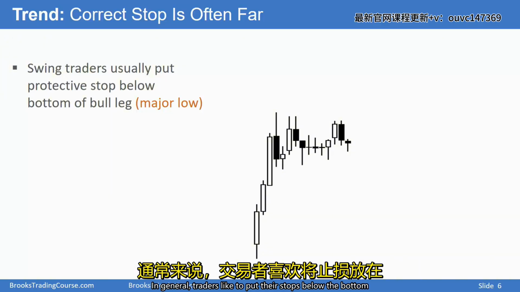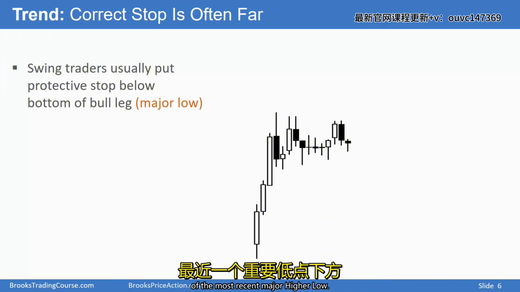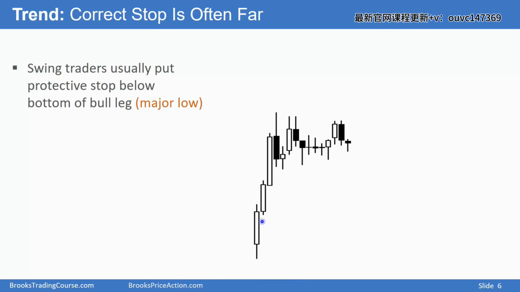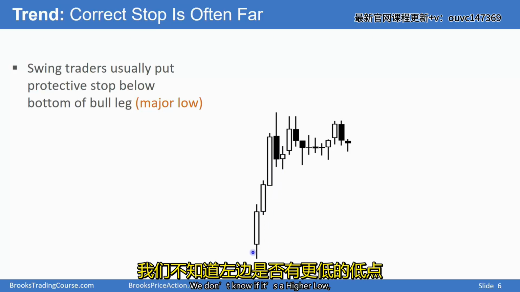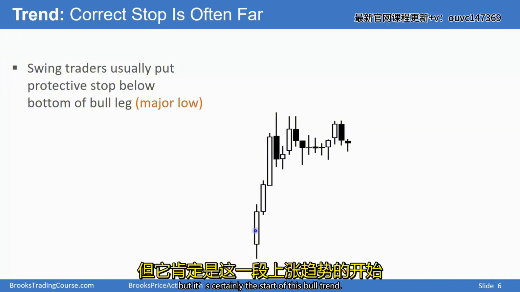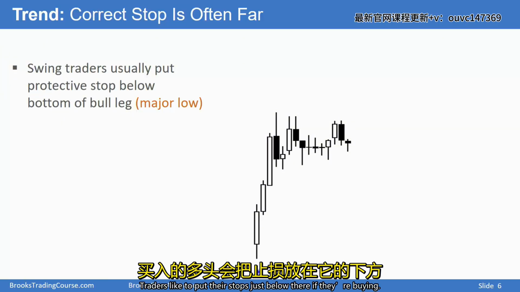In general, traders like to put their stops below the bottom of the most recent major higher low. Here we have a major low. We don't know if it's a higher low, but it's certainly the start of this bull trend. And traders like to put their stops just below there if they're buying.